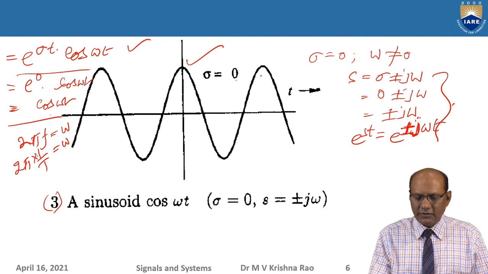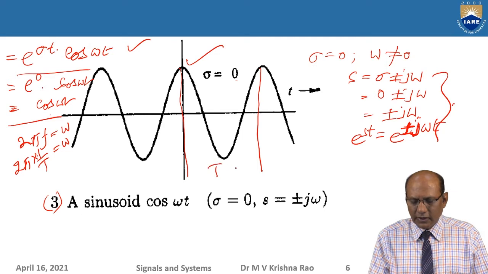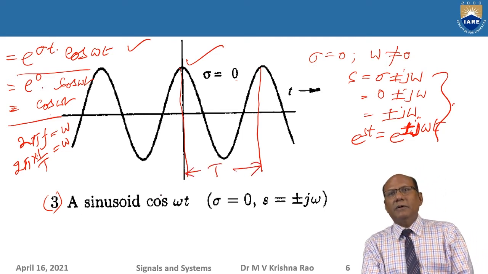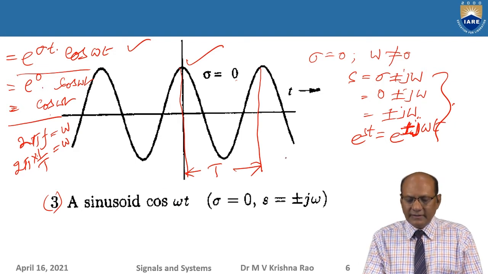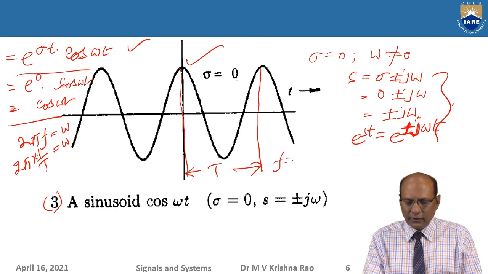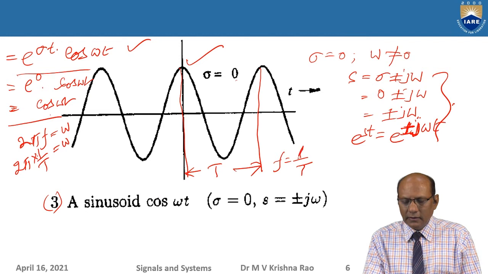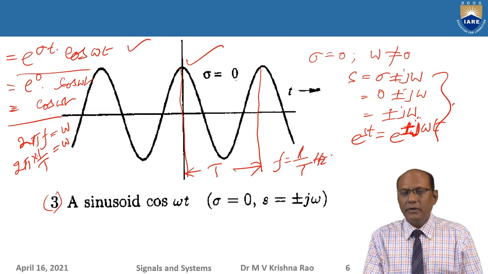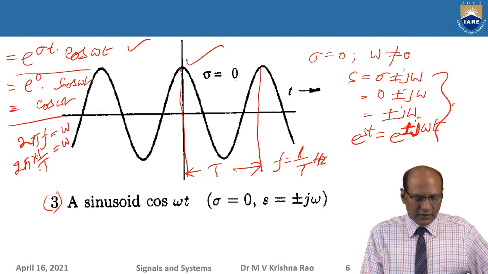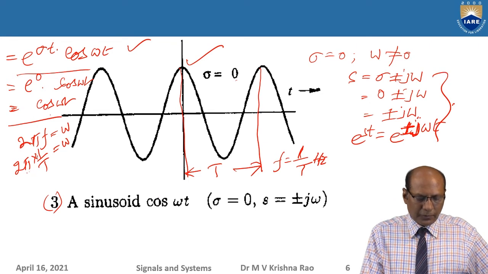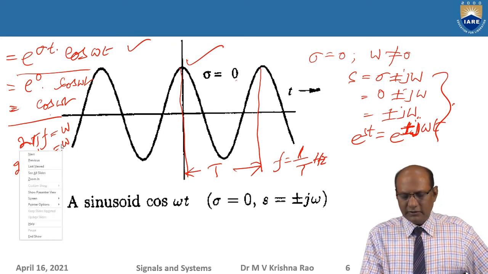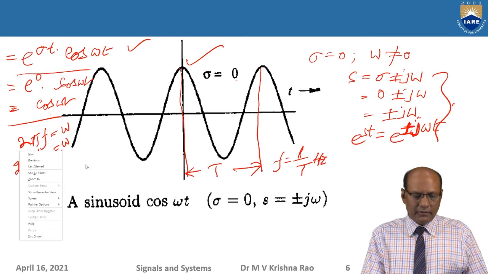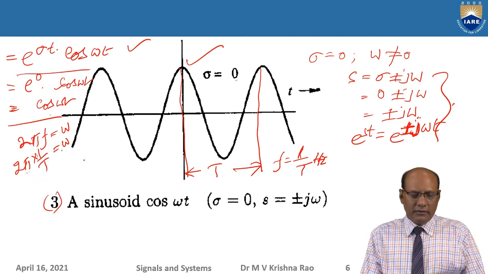Let us take from this peak to this peak. So this is nothing but one cycle period of the sine wave. T is the one cycle period of the sine wave. Then f = 1/T, and 2π × 1/T = ω. That is how the time period and frequency are related.